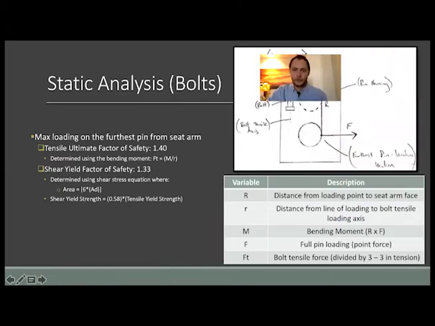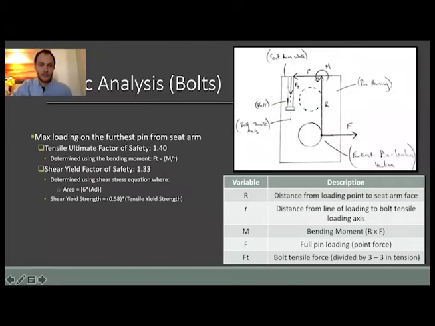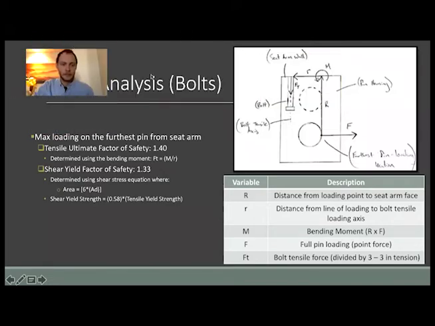All right, so when we're talking about static analysis on this mechanism, we definitely needed to do some free body diagrams and figure out how we're going to apply loading. When we were first designing the mechanism, we had 4 bolts that were going to hold this, but we soon realized that we had to upgrade to 6 bolts.